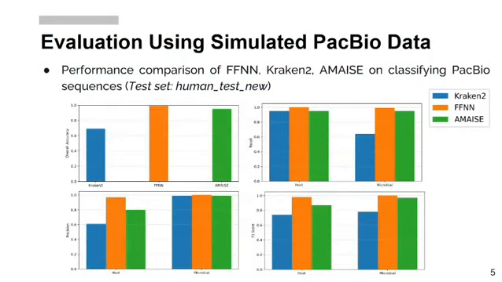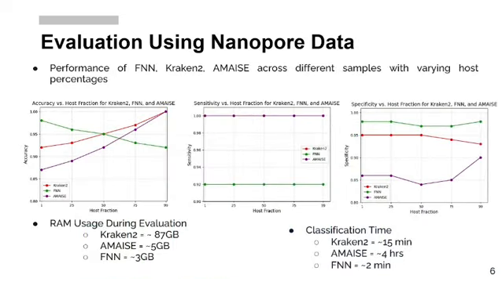After tuning model parameters, we tested the model on metagenomic datasets from PacBio and nanopore platforms. We compared performance against Kraken-2, a leading taxonomic classifier, and AMAZE, a CNN-based host depletion tool. Our model showed the highest accuracy and specificity on simulated PacBio reads. High specificity is critical to avoid misclassifying microbial reads as host, which would hinder accurate microbial composition analysis after host depletion.